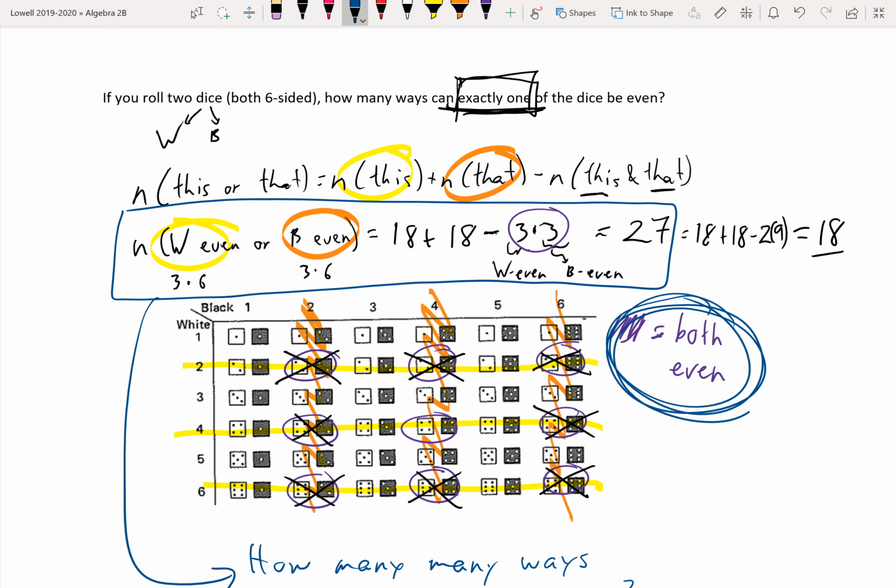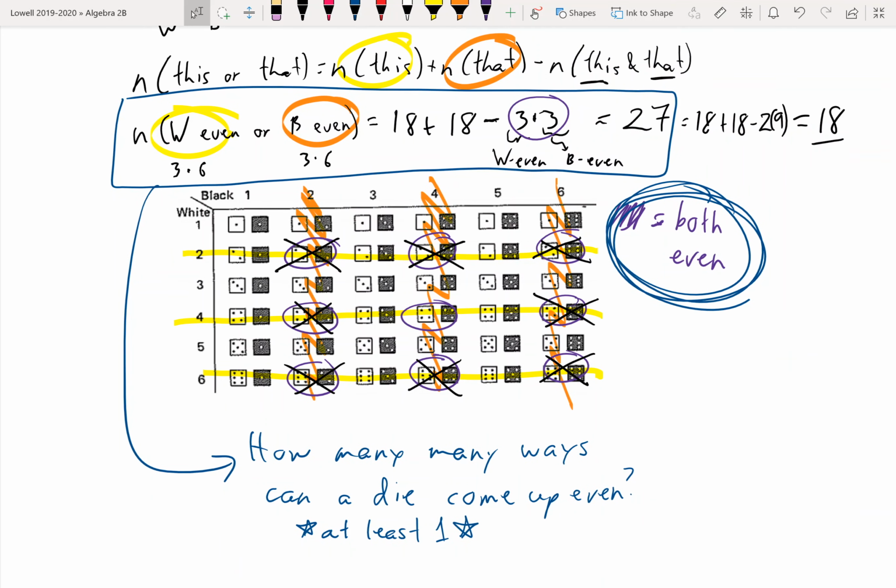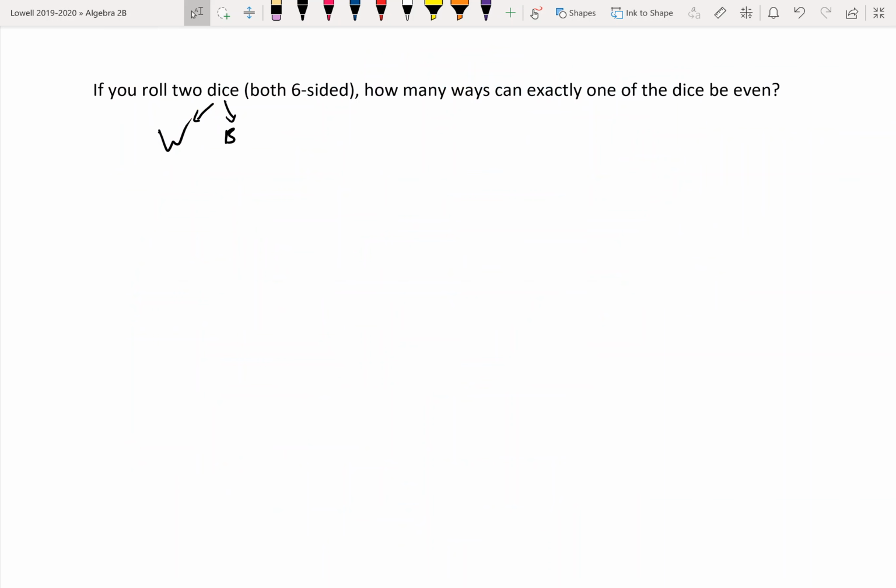Okay, so if that's the case, then how could I do this from the beginning without having to really think about this? Well, you still have to pay really close attention to this exactly one piece. So I'm going to erase this now and start over fresh with another way to look at this. Since we want only one die to be even, we could fine tune exactly what we're looking for in the terminology. And here's what I mean by that.